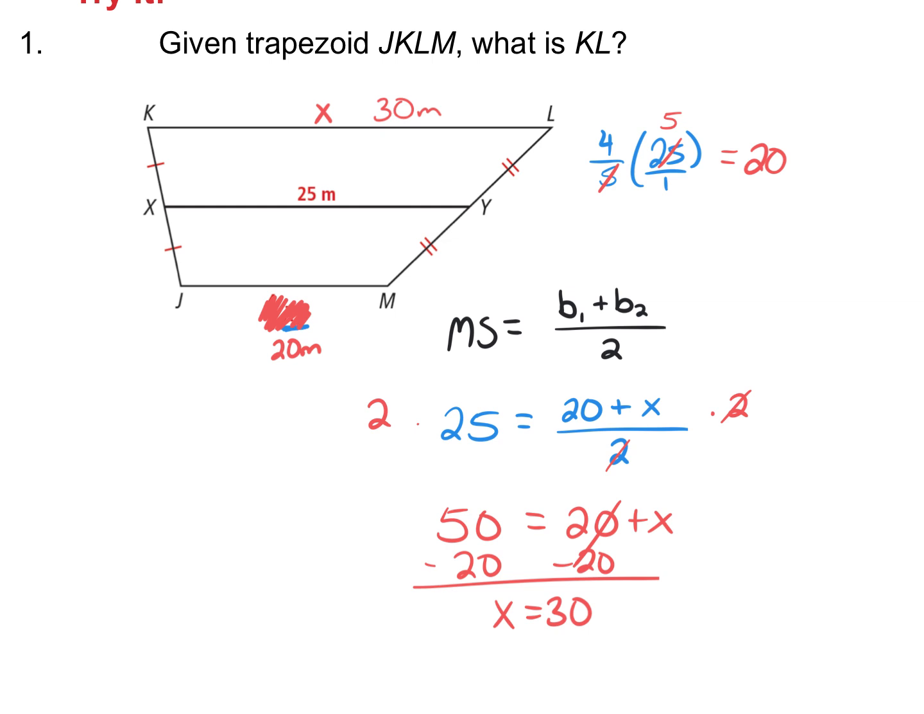Is there a different way you could do that? Right. Remember, these are equidistant from each other. So how far away is 25 from 20? 5. So what should this distance be? 5. So you went from 20 to 25 to 30. You can do it either way. Do you get the same answer? Yes, you can do it either way. Okay.